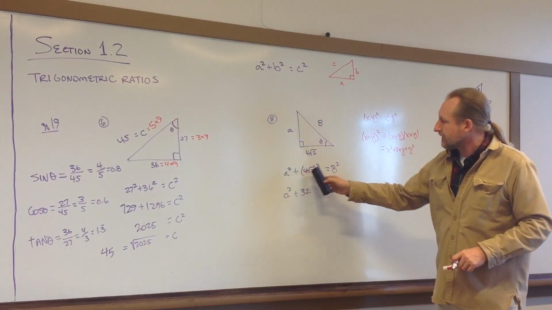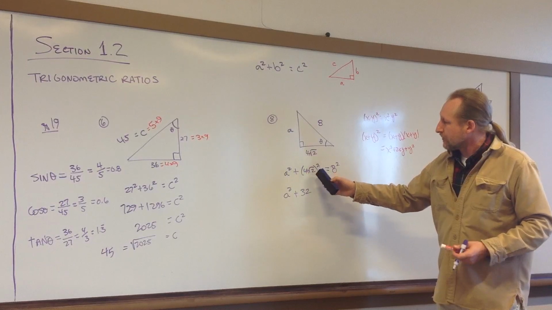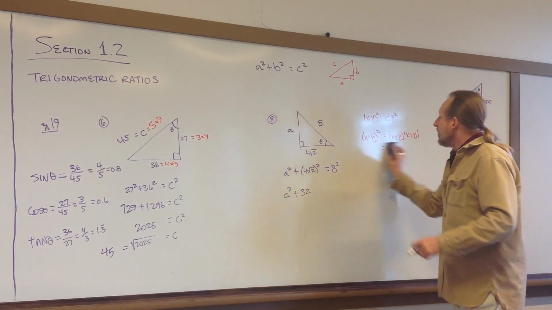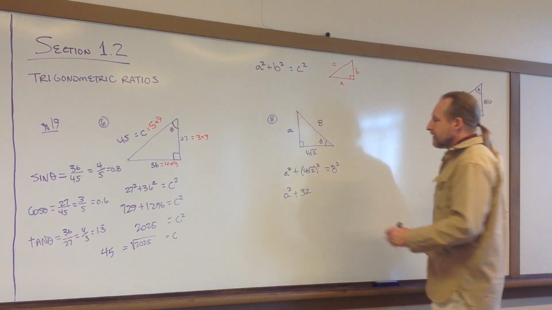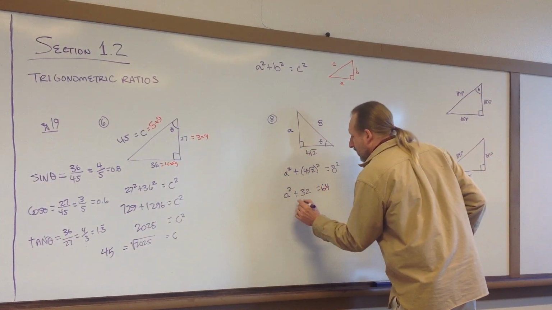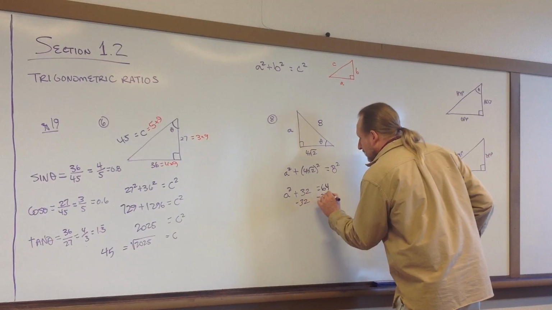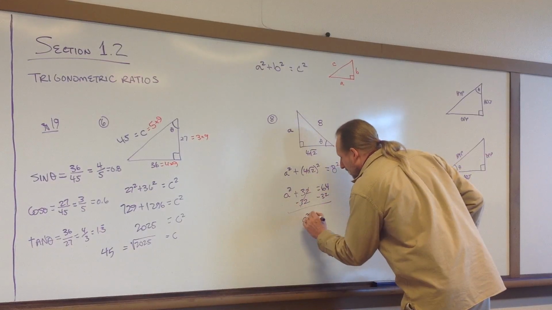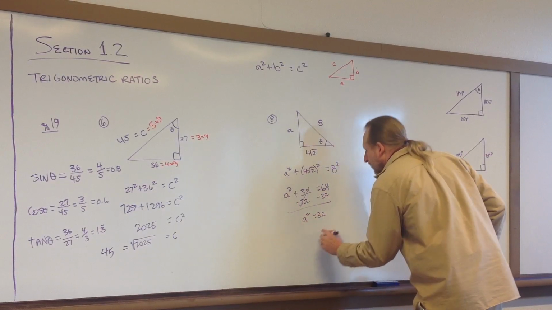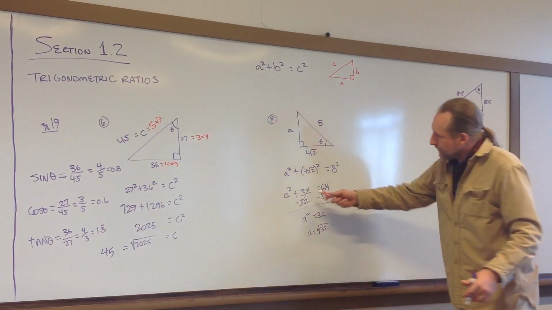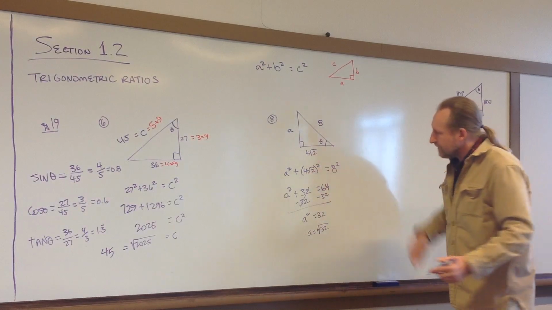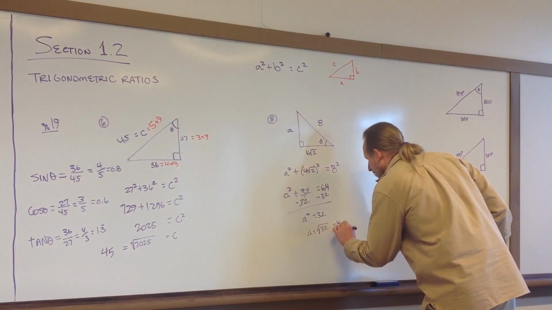And so I did 16. Square root 2 squared is 2. 16 times 2 is 32. You can also do that on your calculator. 4 root 2 squared should give you 32. This will be 64. Subtract the 32 over. A squared is 32. And so A is square root 32, which, if you go back and look at this, you can see is 4 root 2.